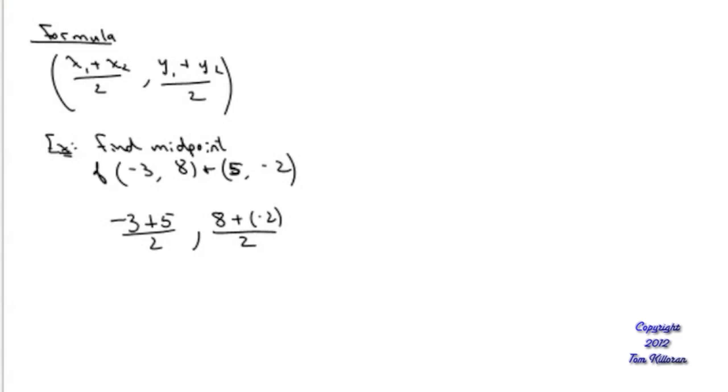The biggest mistake I've ever seen is someone putting an equals between them and solving for y. There's no equals here. I think with formulas, people like putting equals in. That's why I'd rather you say average of the x's, average of the y's. There's nothing to do with equal signs. The first coordinate becomes 1. The second coordinate becomes 3. So 1, 3 is the midpoint of -3, 8, and 5, -2.